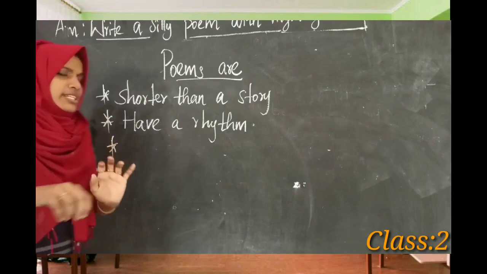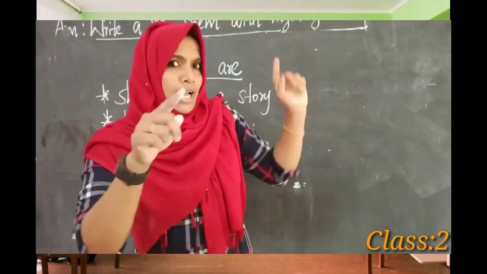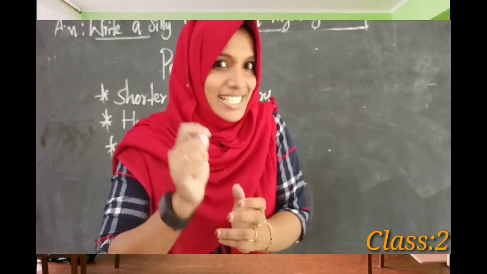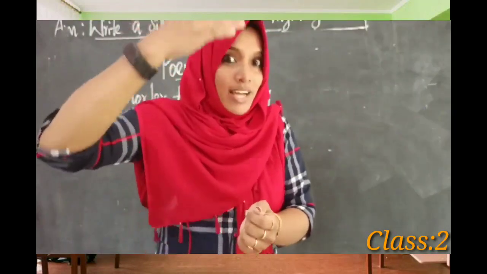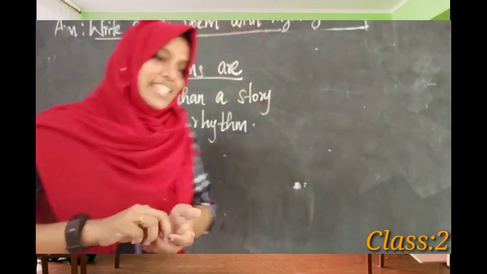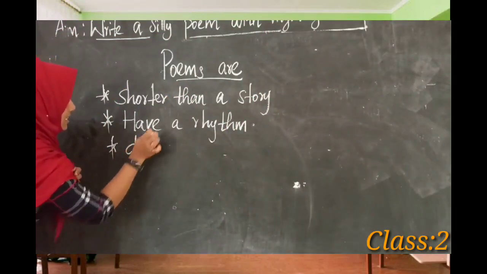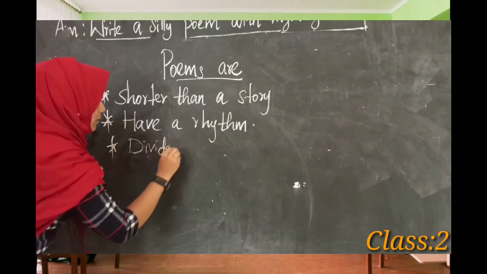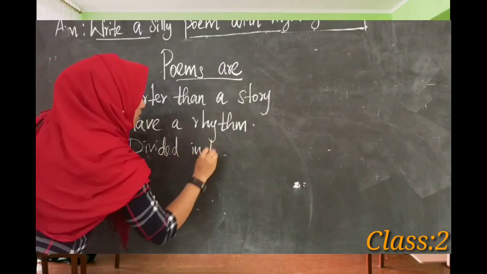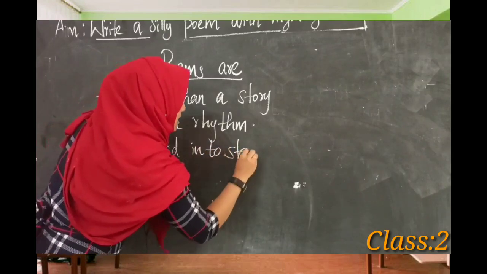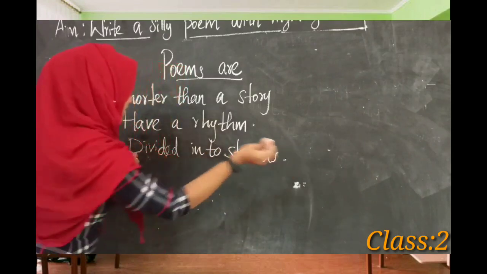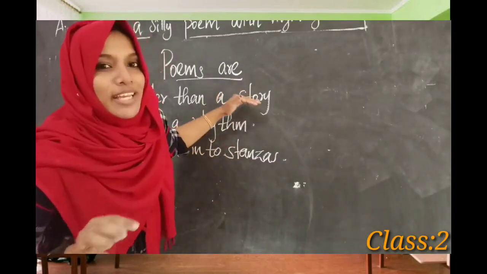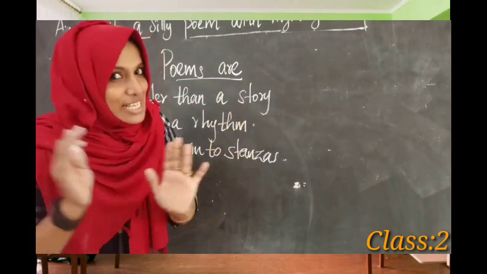Then one new thing we learn, no? We have learned one more thing. At the beginning of our class, I told you one word, no? What was that? It is stanza. So the poems are divided into stanza. So let's write it. That is divided into smaller stanzas, and at last, because of this rhythm, this poem can also be sung like a song.